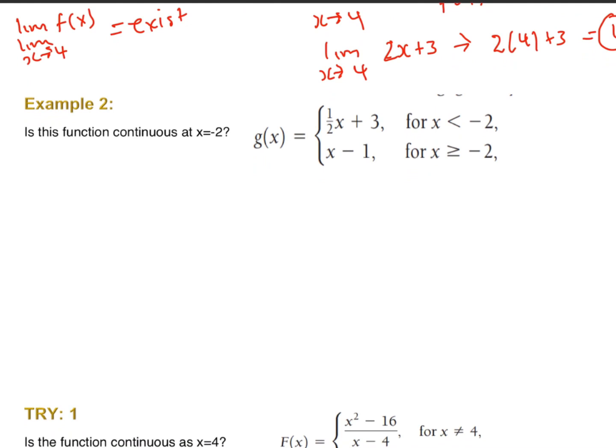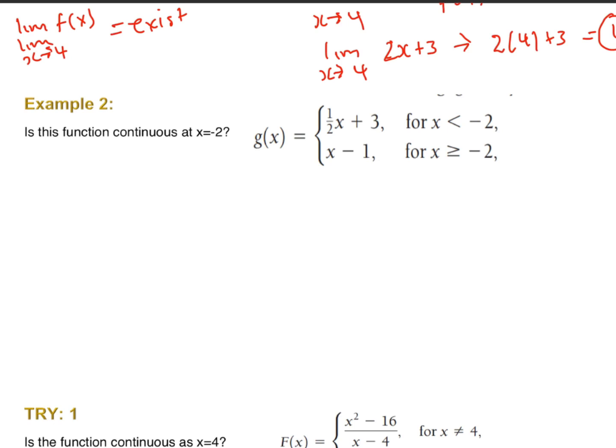All right, so let's look at this example. We are asking, is this function continuous? This is an example of a piecewise function. We are asking whether the function is continuous at x equal to -2. Why or why not? If it's not continuous, why are you saying it's not continuous?